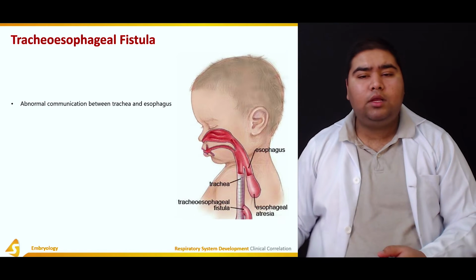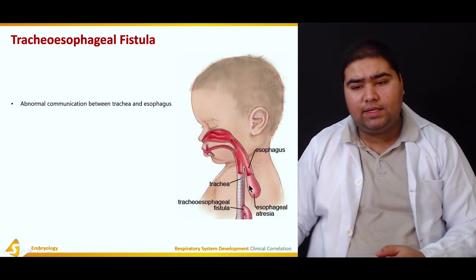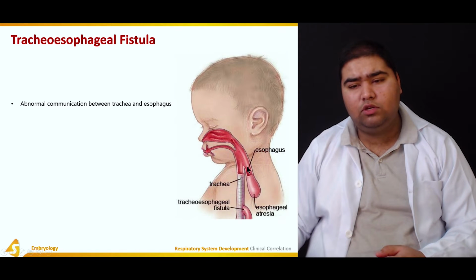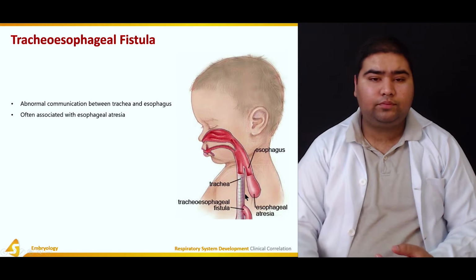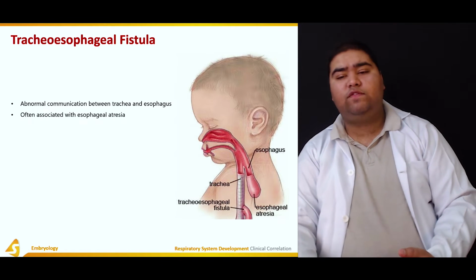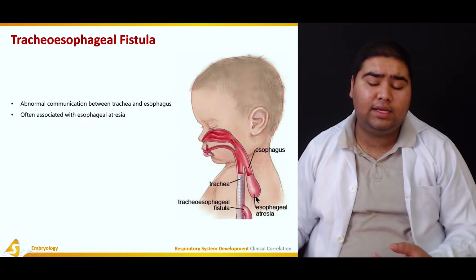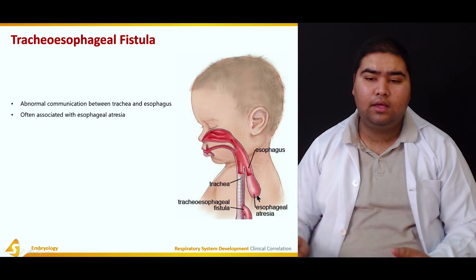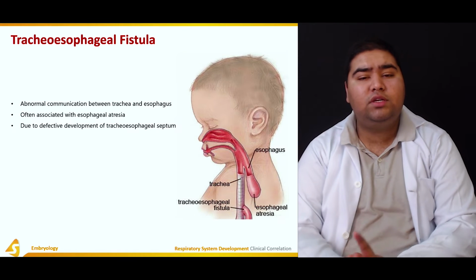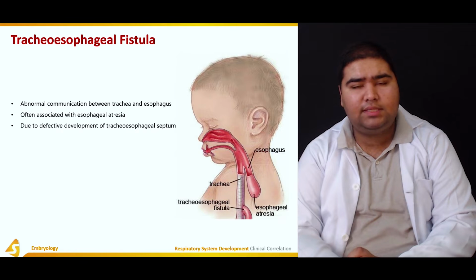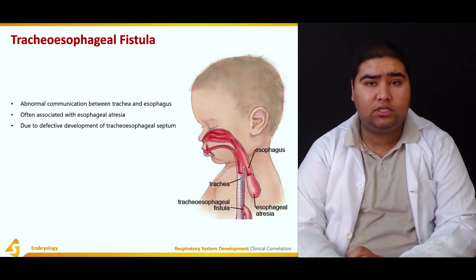So it is an abnormal communication between the trachea and the esophagus. Here you can see this is the trachea on the ventral side, this is the esophagus on the dorsal side, and this is the abnormal communication between the trachea and the esophagus. It is often associated with esophageal atresia. Here you can see the esophagus is atretic. It is due to defective development of the tracheoesophageal septum. Obviously, it's a communication between the trachea and the esophagus.